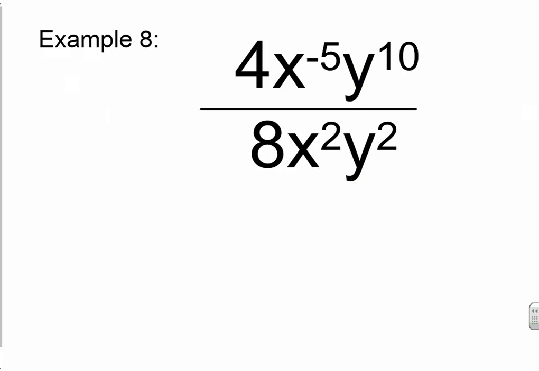All right, we're going to take a look at number 8. Notice when we're simplifying here, 4 divided by 8 is not nice, so I divided both by 4. I get 1 over 2.